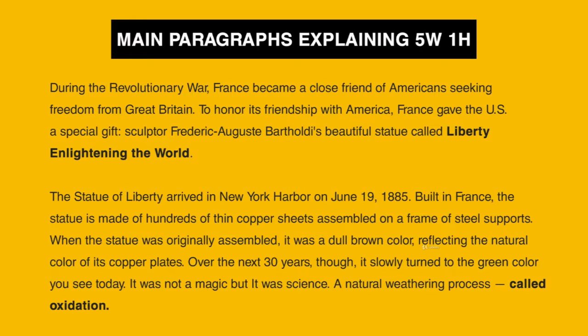The Statue of Liberty arrived in New York Harbor on June 19, 1885. Built in France, the statue is made of hundreds of thin copper sheets assembled on a frame of steel supports. When the statue was originally assembled, it was a dull brown color, reflecting the natural color of its copper plates. Over the next 30 years, it slowly turned to the green color you see today. It was not magic, but science, a natural weathering process called oxidation.